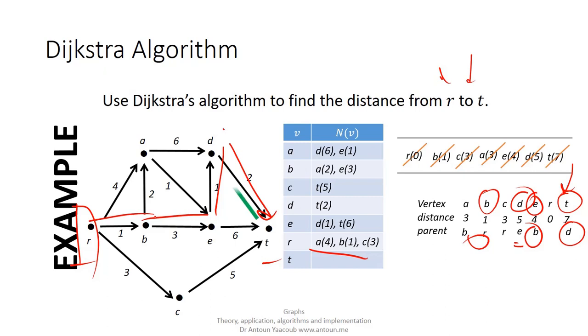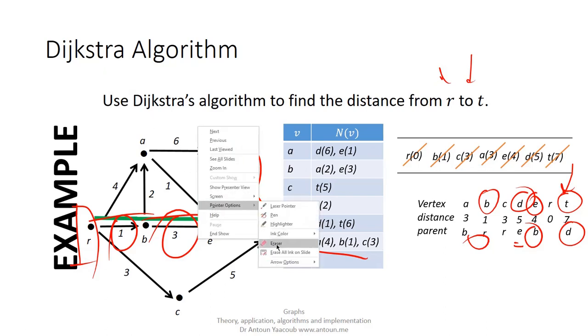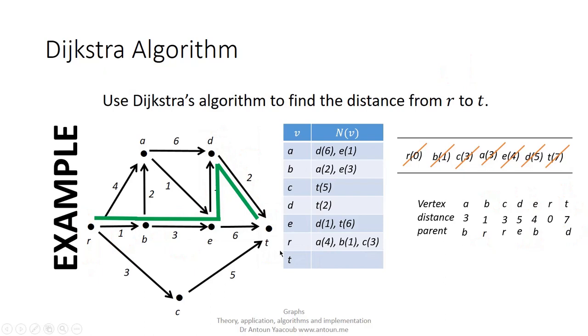So we make it backward in order to know the distance. So the distance between R and T is equal to 1 plus 3 plus, I don't know, plus 2, and we have the solution. So this is the shortest path between R and T. I will tell you that Dijkstra's algorithm will find the shortest path from R to any other vertex.